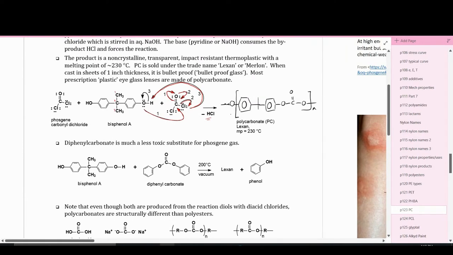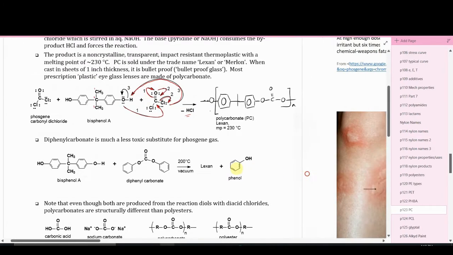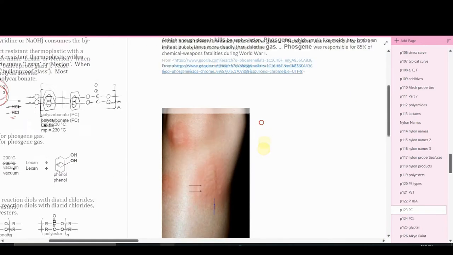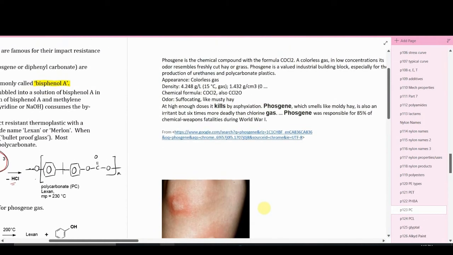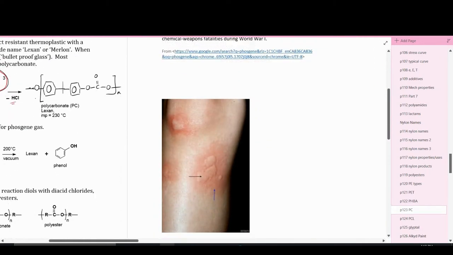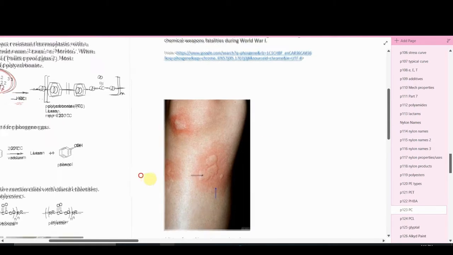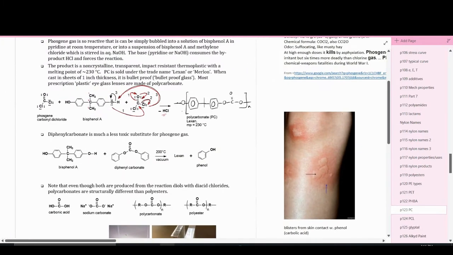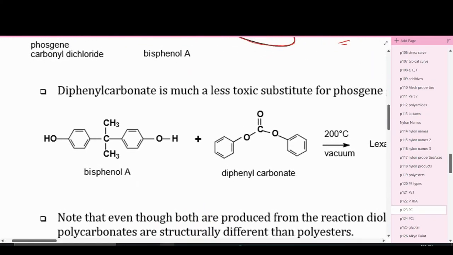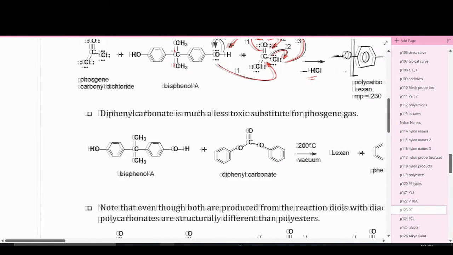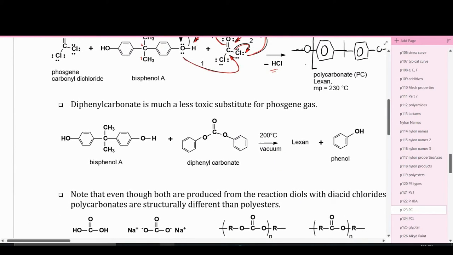Now, phosgene is quite toxic. It actually was used in chemical warfare. I have some pictures of phosgene burns. So, as appealing as that might be chemically to make it in that fashion, it might not be a great place to work. Another way to make this that is done is with diphenyl carbonate, far less dangerous. Still going to work the same way.